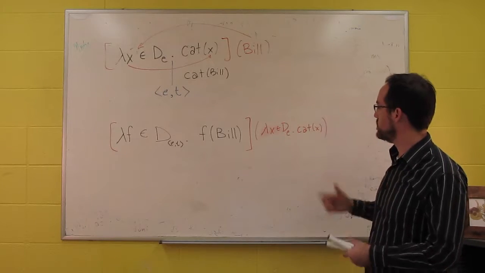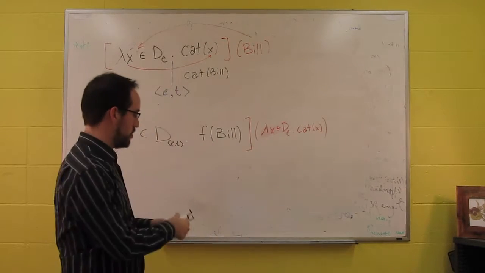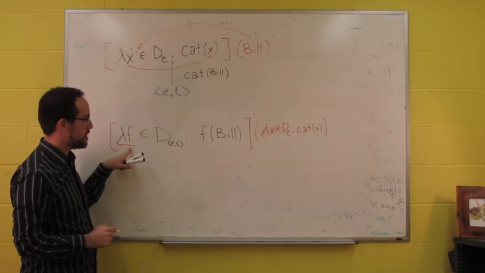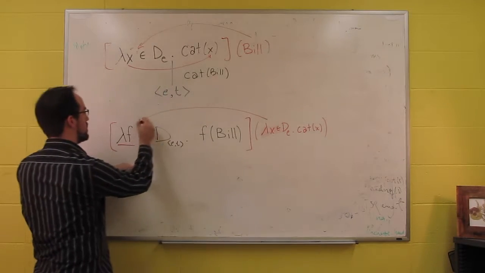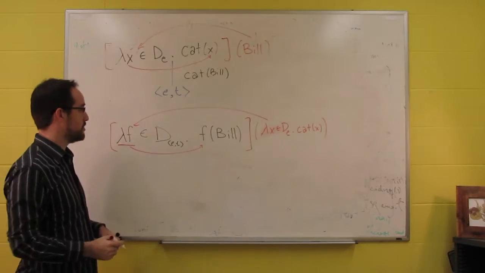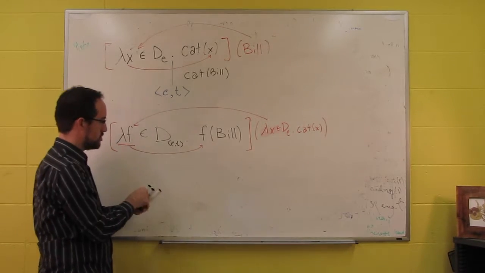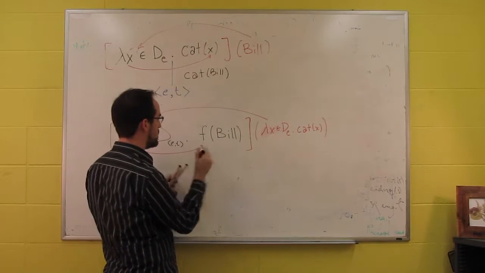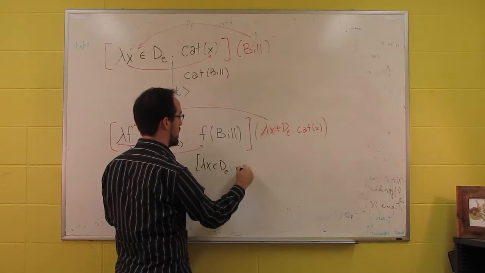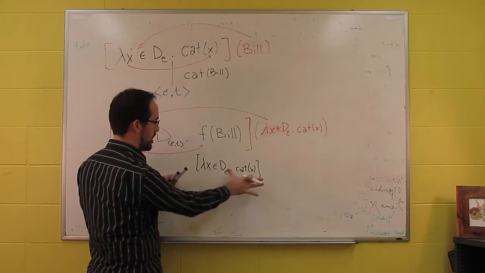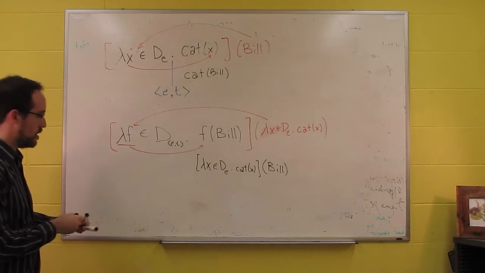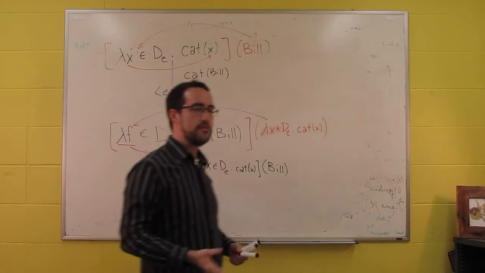So how do we plug this in? Well, we use the same mechanism. We look at the leftmost lambda expression, f. What's its variable? f. We take the argument, and we replace every instance of f with the argument. And then we get rid of the lambda expression. So we take f and we replace it with lambda x in d sub e cat of x. That's our f. And then we still keep the rest, so we keep Bill over here. All right, and that's it. That's all we have to do.